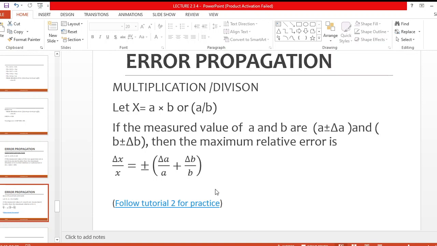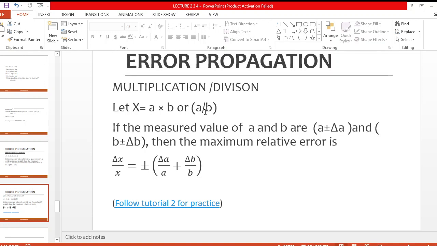For the last tutorial, we are looking at errors and how we quantify errors. We looked at four ways. The first one was to look at absolute errors, and then we looked at mean absolute errors, the relative errors, up to percentage error. Now we are continuing with error propagation.